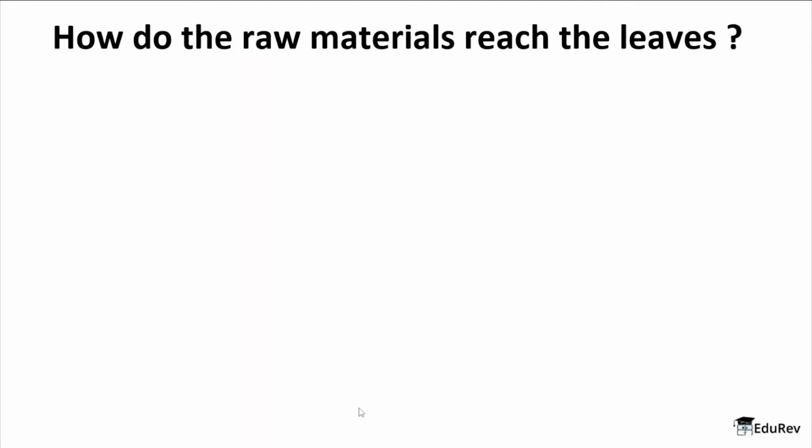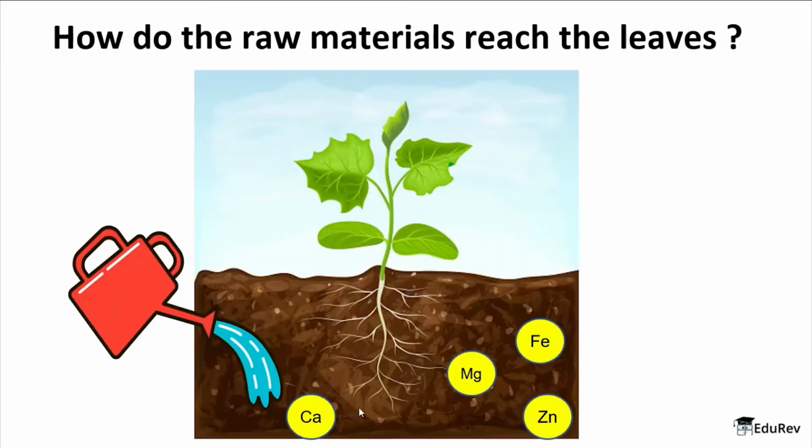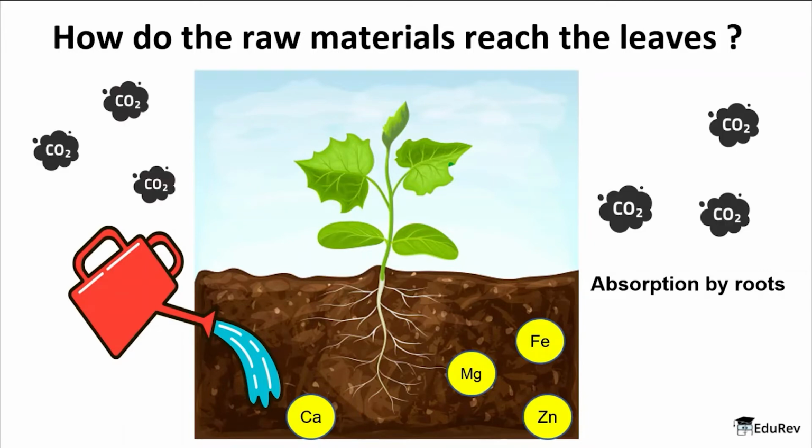Now, let's address one of the most important questions. How do the raw materials reach the leaves, where the actual process of food making is taking place? Talking about water and minerals, they are present in the soil of the plant, and that is why they are absorbed by the roots, by which they are transported to the leaves where the actual process is going to take place. But what about the carbon dioxide gas? It is present in the air around the plant, but how does it reach the leaves is the main question that we need to answer.